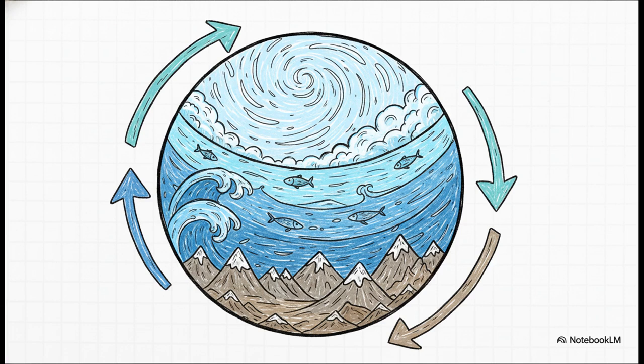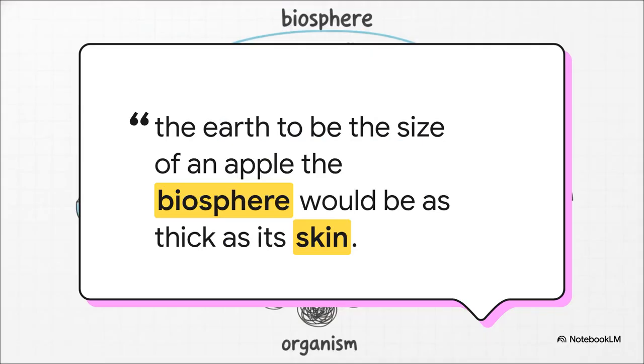Okay, now zooming out completely, we hit the biosphere. This is the ultimate, highly integrated zone comprising the atmosphere for air, the hydrosphere for water, and the lithosphere for land. It is the definitive part of the Earth where absolutely all life exists and interacts. Just think about the sheer scale of that for a second.